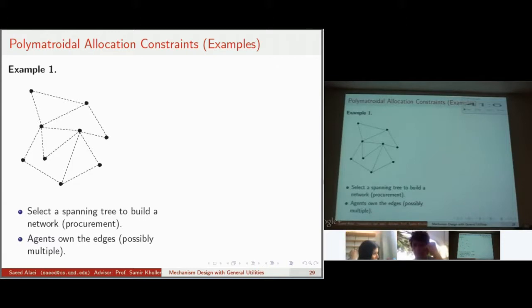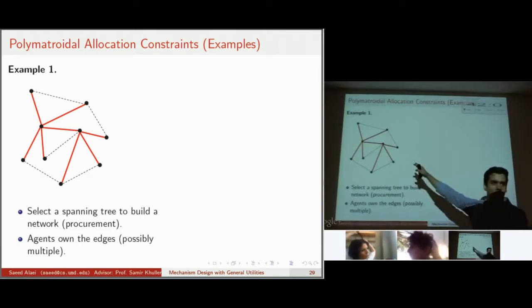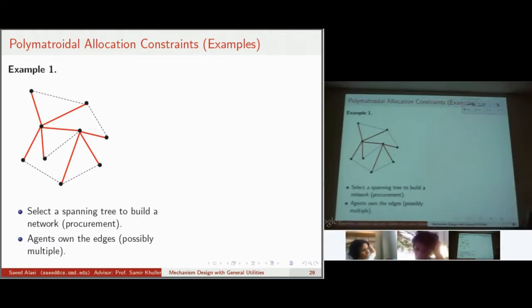So here are a couple of examples of problems where you might have a polymatroidal constraint. Let's say you have a network of nodes and you want to construct a spanning tree in this network, and the edges are owned by some agents, and possibly an agent may own multiple edges. So the set of all the spanning trees is a matroid, which can be represented by a polymatroid.